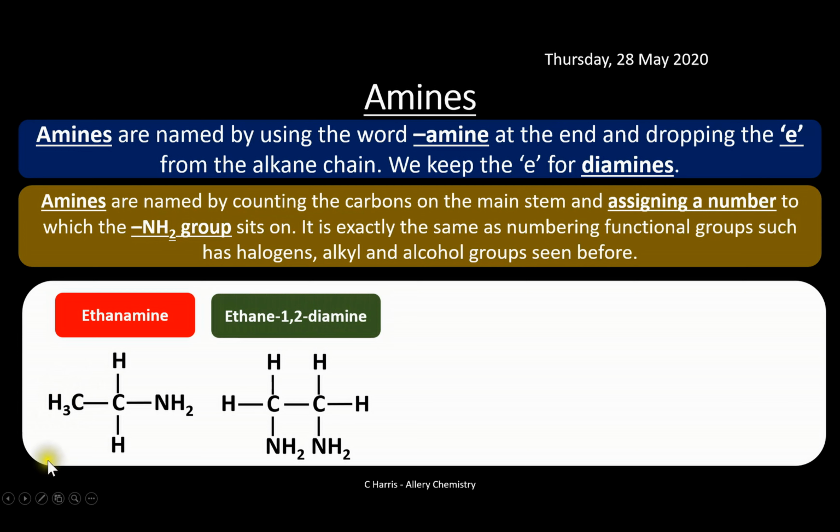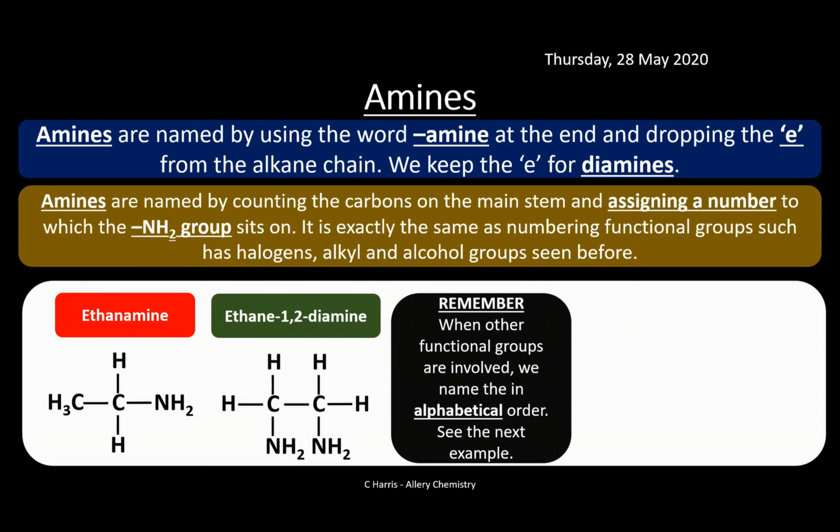There we are. So you can see here we've got a diamine. Then we do need to number it because we need to say where this second amine is actually sitting. So this is ethane-1,2-diamine. Notice we keep the E for diamine, so it's ethane-1,2-diamine, but we drop the E when it's like this, so it's ethanamine. Okay, so be really, really careful.